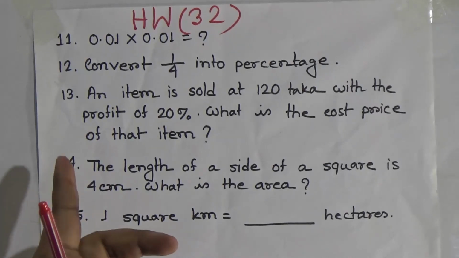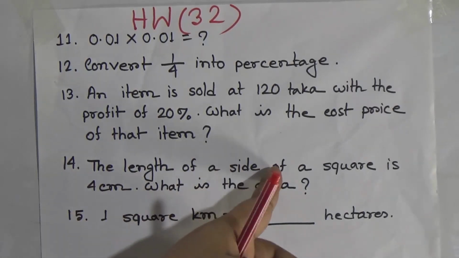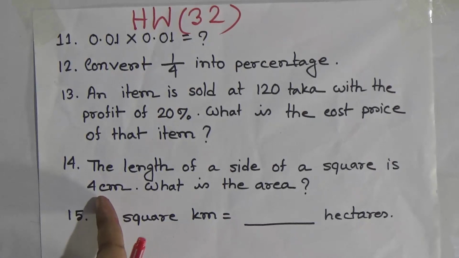Okay. Question number 14. The length of a side of a square is 4 centimeter. What is the area? We know that the area of a square is side multiplied by side. So here one side is given, so you can easily understand how you can find out the area of the square.